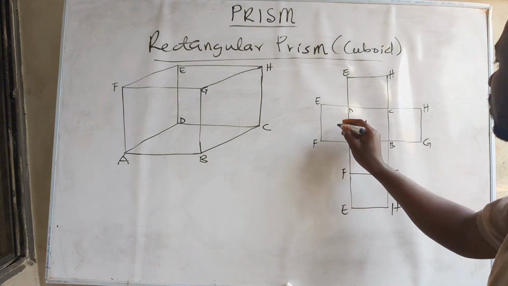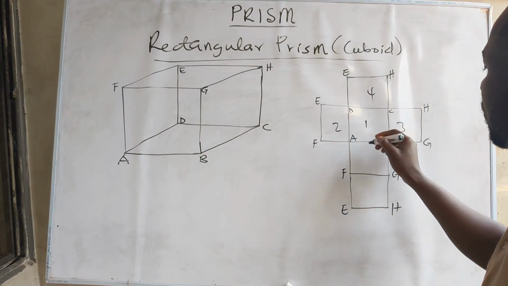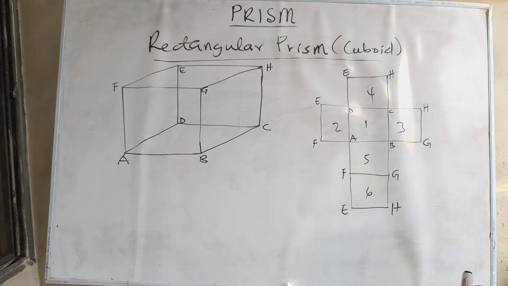So I have 1, 2, 3, 4, 5, and 6. So realize that the keyboard has how many faces? It has 6 faces. All right, that is our keyboard. Okay. So then we are going to look at the total surface area of the keyboard.